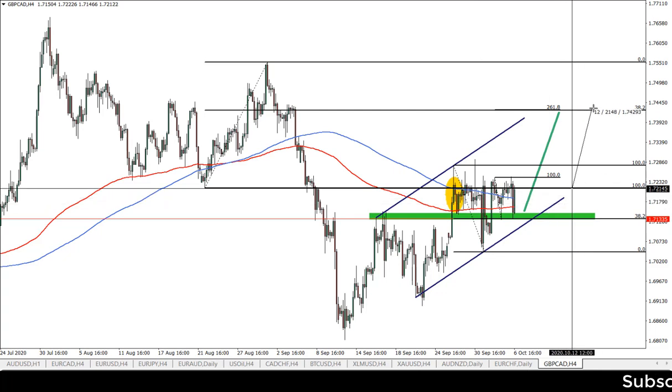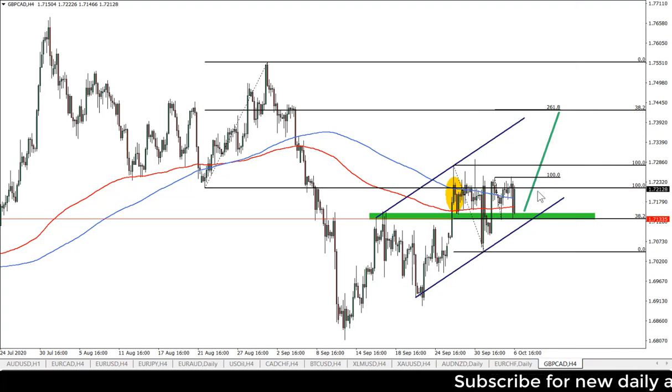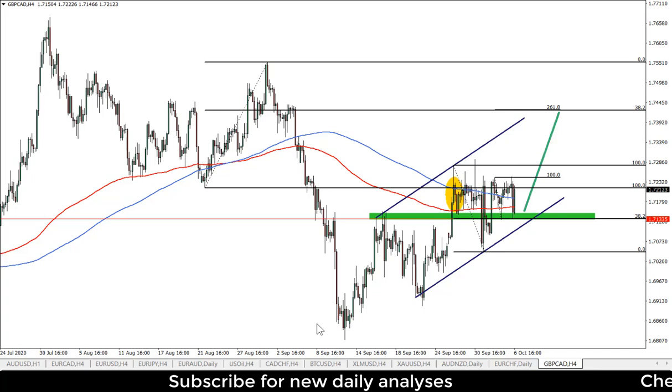From the current level, we have a potential of 210 pips to the upside on the pound Canadian dollar. And this is the analysis for today for the pound versus Canadian. Time to move back to other analysis.